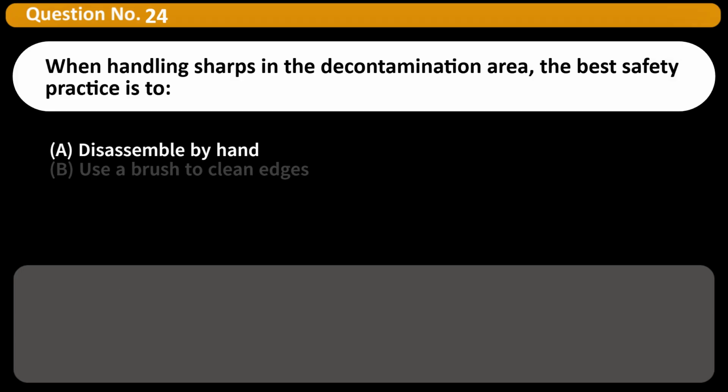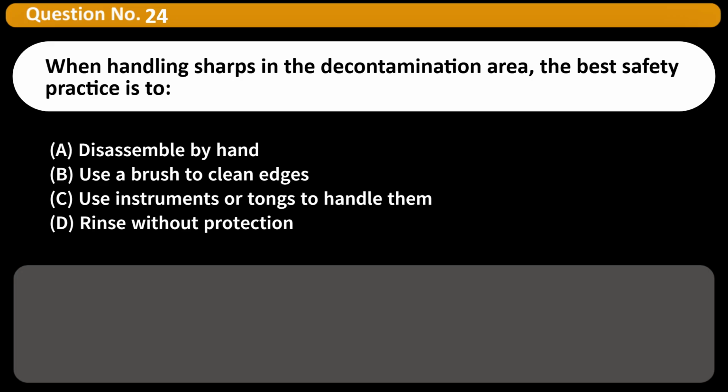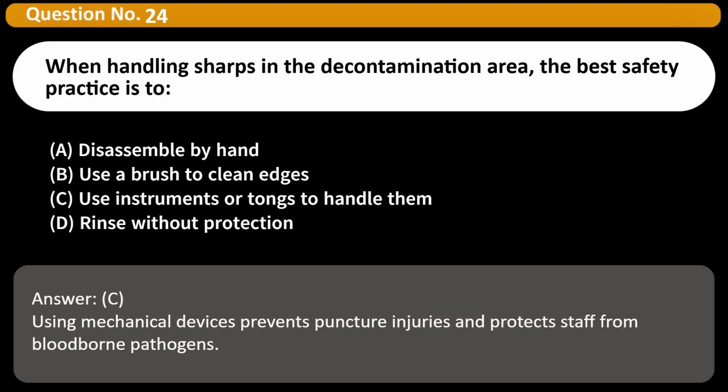When handling sharps in the decontamination area, the best safety practice is to: A. Disassemble by hand. B. Use a brush to clean edges. C. Use instruments or tongs to handle them. D. Rinse without protection. Answer: C. Using mechanical devices prevents puncture injuries and protects staff from bloodborne pathogens.